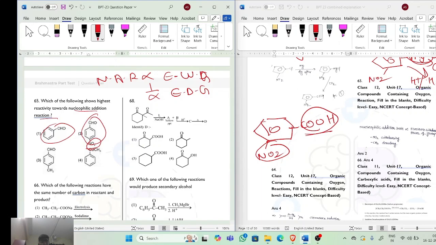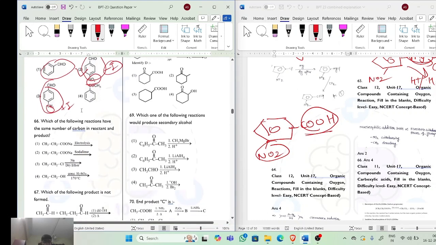NO2 group has a strong minus I effect. Here we are given benzaldehyde with plus I effect, and here we are given benzene with COCH3. So the compound with the most electron withdrawing group is option number 2. Hence, it will give the highest reactivity towards nucleophilic addition reaction.